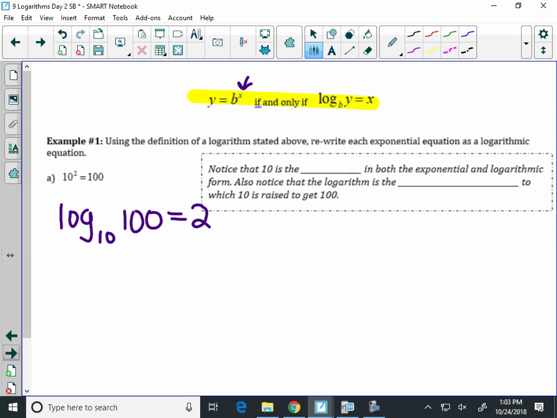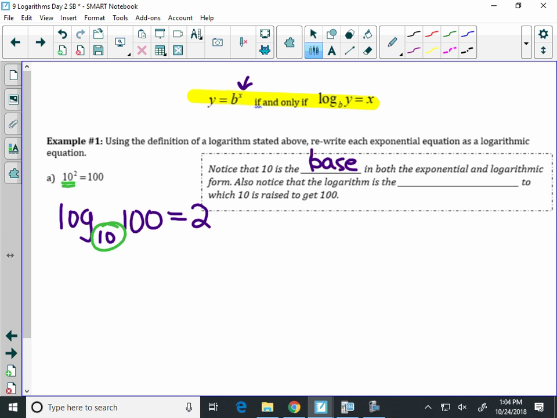Now the connection we should be making here: notice that 10 is the base in both the exponential and the logarithm. Oh well, apparently my highlighter's not working today. The base of this exponent is 10, and the base of the logarithm is 10. The base of both of those is 10, so the base is always the same.